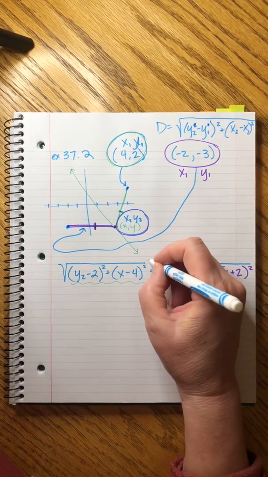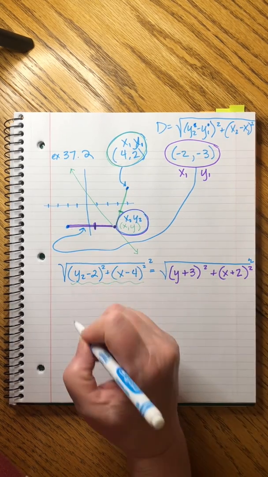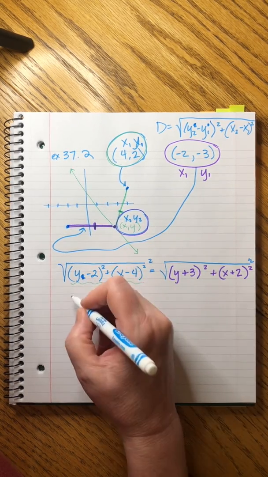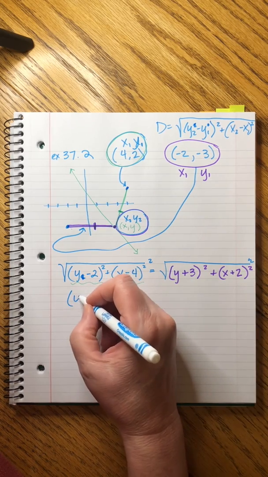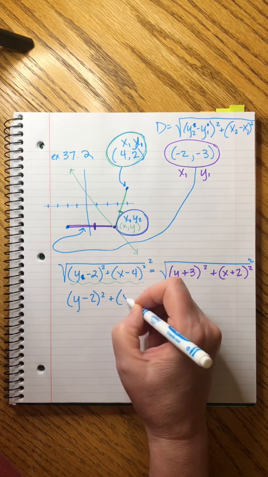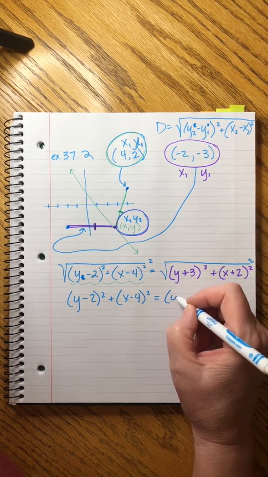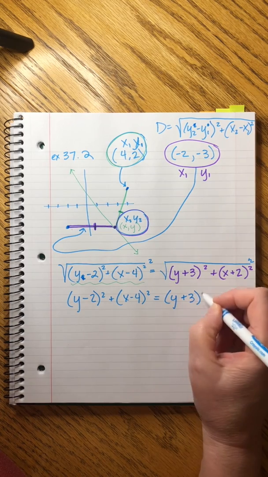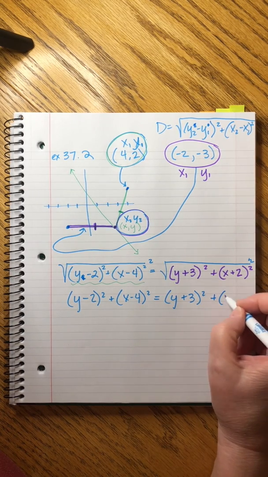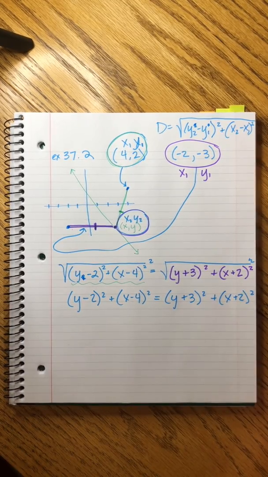The first thing we're going to do is square both sides. That'll make the radical signs go away. Then we'll have, oh, I don't need the variable on this, or the subscript. Then we'll have y minus 2 squared plus x minus 4 squared equals y plus 3 quantity squared plus x plus 2 quantity squared. All right. That's better. I feel much better about it.